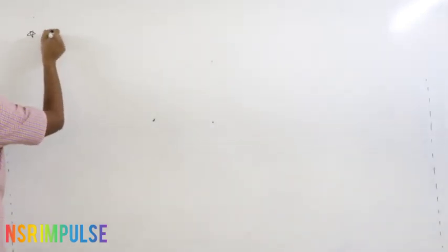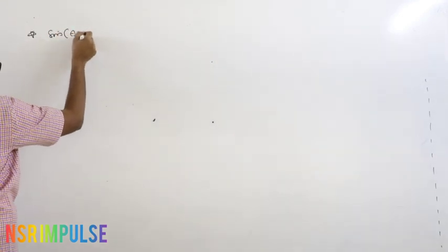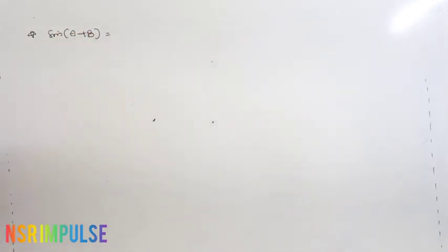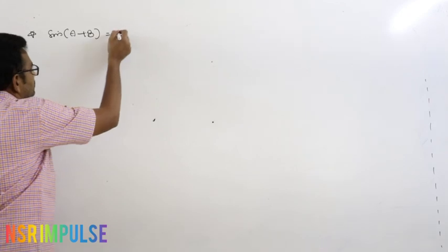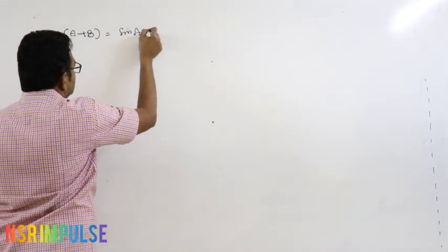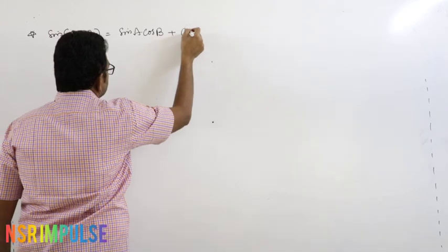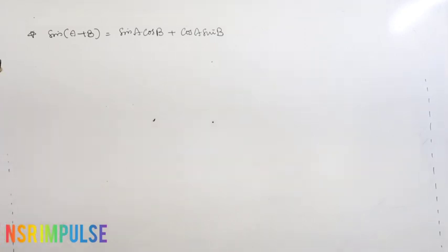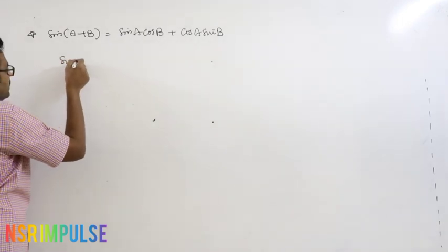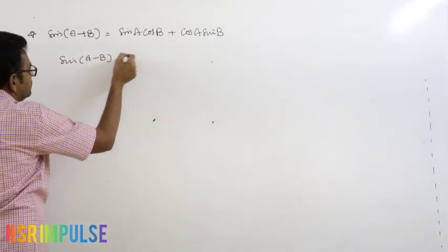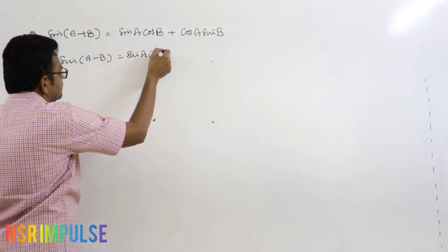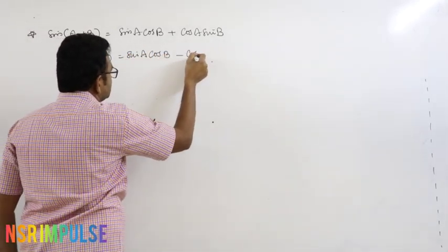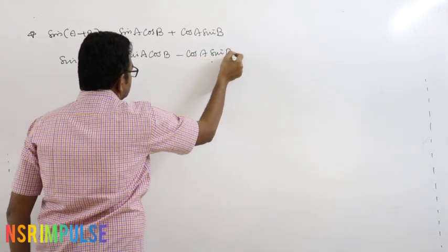And you know the formulas. So, this is sin of A plus B. In 10th class also you are having all these formulas. Sin of A plus B is equal to sin A cos B plus cos A sin B, and sin of A minus B is equal to sin A cos B minus cos A sin B.